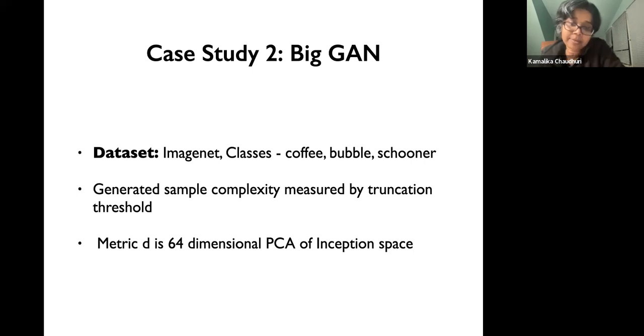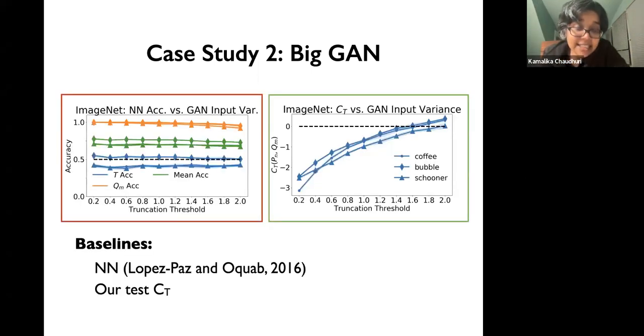So we took the 64-dimensional PCA of this space. And then what happens is that BigGAN has something called the truncation threshold, which measures how diverse the samples are. So we control the truncation threshold. Instead of underfitting versus overfitting, we just control the truncation threshold, because we are not able to retrain it many times. Okay. And this is kind of what we saw.